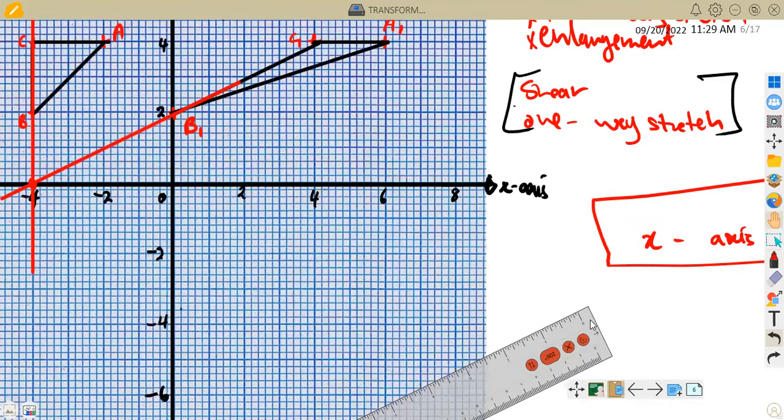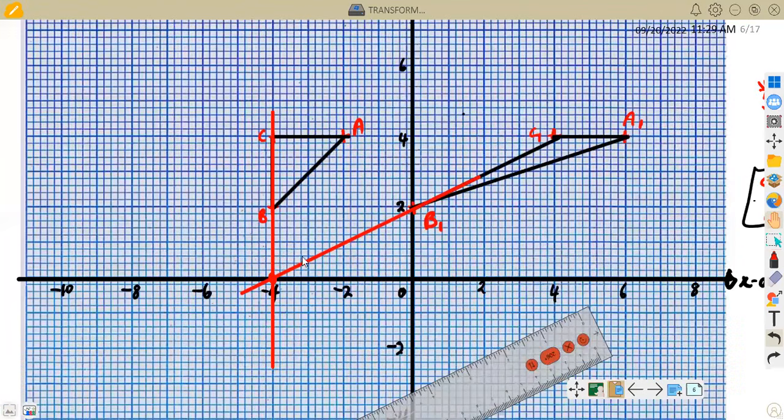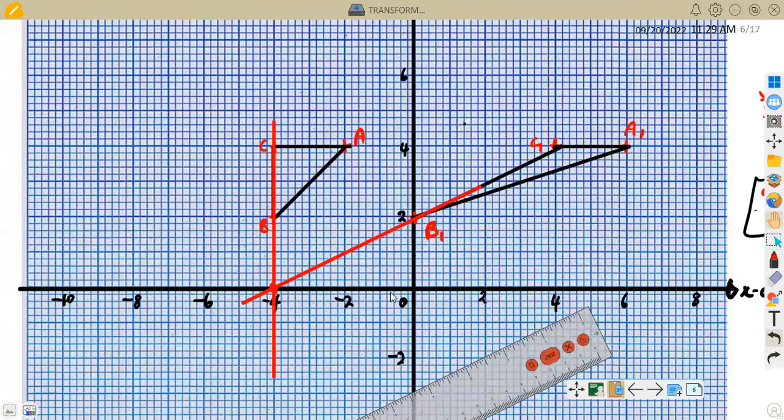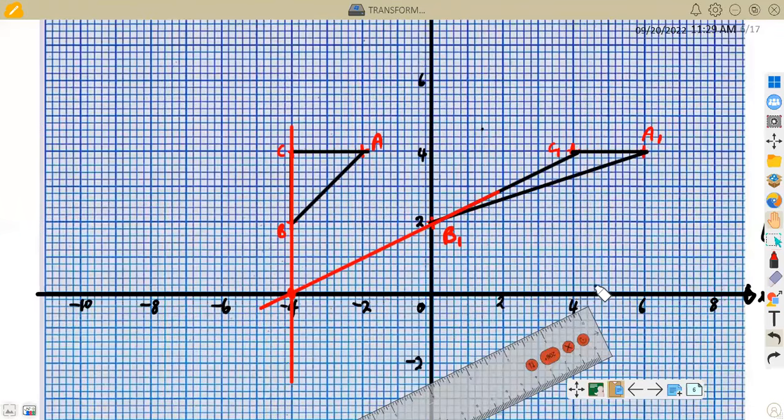Okay. So we said for shear, the points are going to move parallel to the invariant line. And we said our invariant line is the x-axis, this one. So let us just indicate, this is the x-axis. So let us see how the points are being moved from each point to another. We've got the point A, which was moved from A to A1. A is moving in this direction to A1. B is moving in this direction to B1.